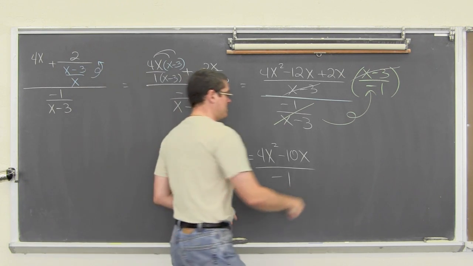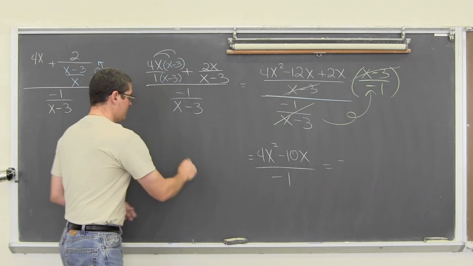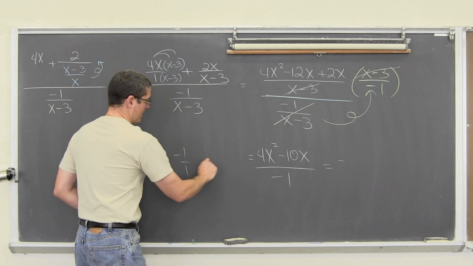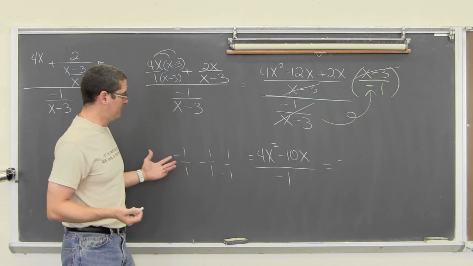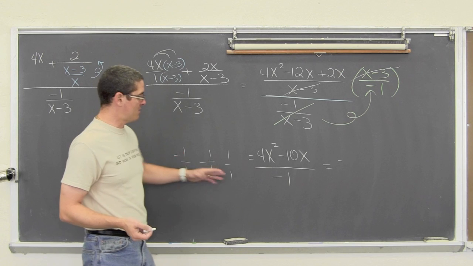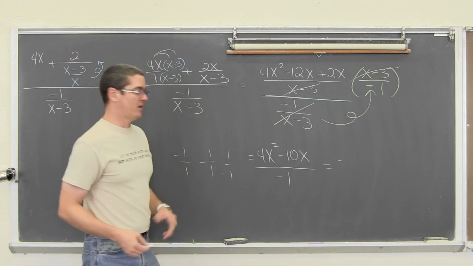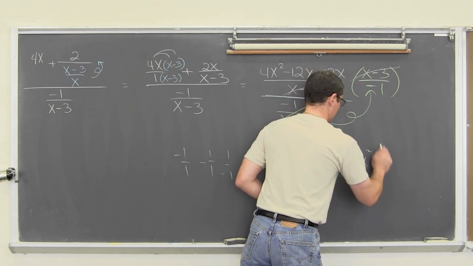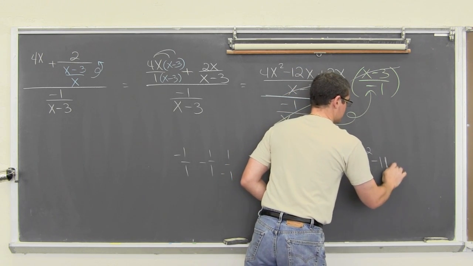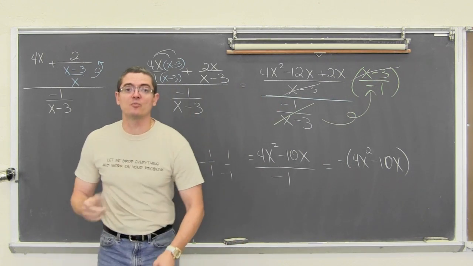If your teacher would prefer you to write it like this, where we take the negative 1, like negative 1 over 1, or 1 over negative 1, they're all equivalent. These all represent negative 1. So I'm going to take this negative 1 and move the negative sign up into the numerator and get negative parentheses 4x squared minus 10x. And that's the end of our last example, and I do appreciate you watching.